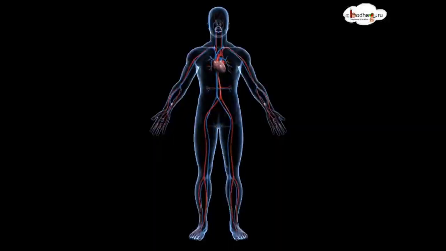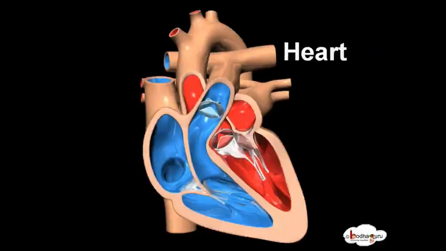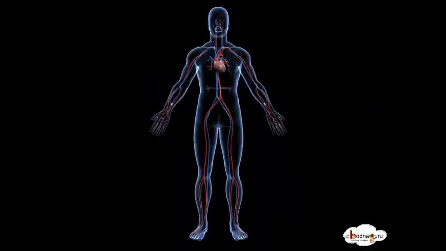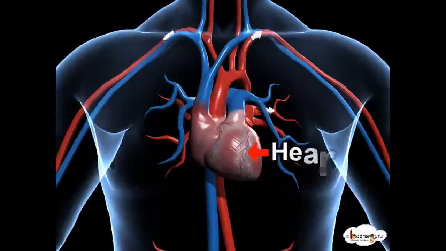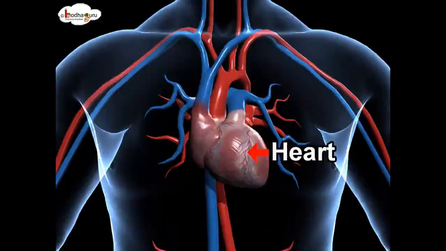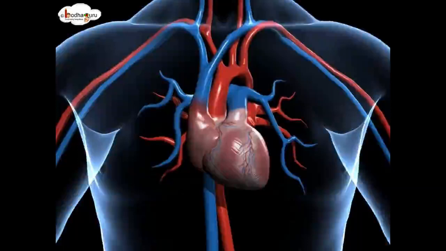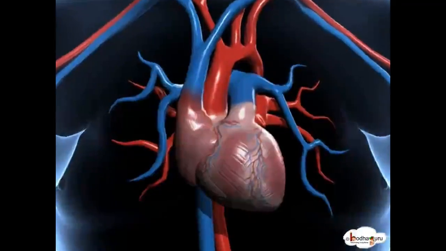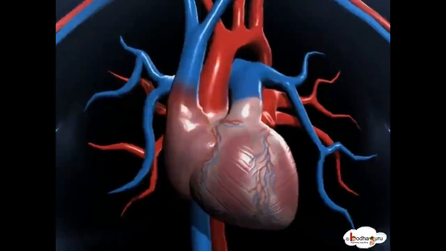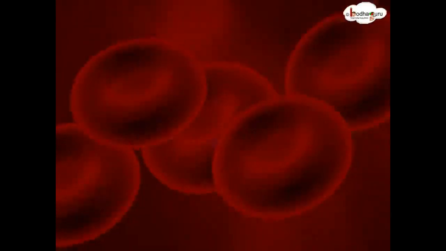The circulatory system comprises blood, blood vessels, and the heart. The heart is the central organ for pumping the blood throughout the body. The heart is made up of strong cardiac muscles. The heart pumps liquid blood, a tissue which transports nutrients, gases, waste, etc. along with it.